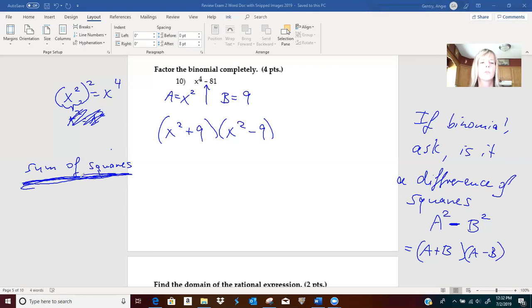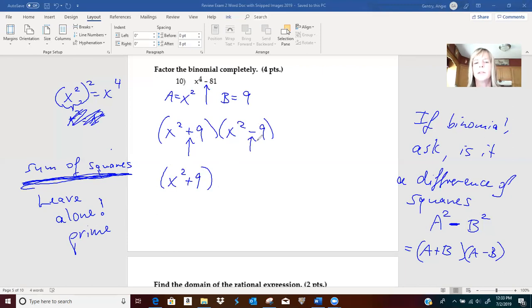Oh, chicken scratch. Leave it alone. Sum of squares is prime. You cannot factor a sum of squares. So do you see how this is a sum? So you can say, well, that stays because there's nothing I can do to it, and it needs to stay what it is because the sum of squares is prime.